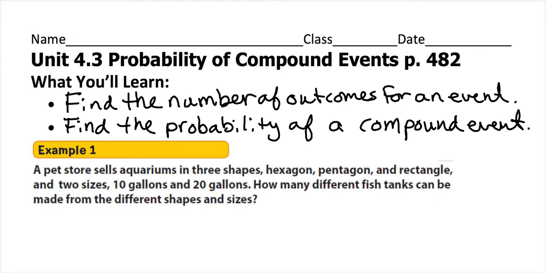It says a pet store sells aquariums in 3 shapes, hexagon, pentagon, and rectangle, and 2 sizes, 10 gallons and 20 gallons. How many different fish tanks can be made from the different shapes and sizes? All right, so for this one, let's make a little chart here. First of all, we can have the hexagon, the pentagon, or the rectangle. Then there's 2 sizes, so I can have a 10 and a 20.